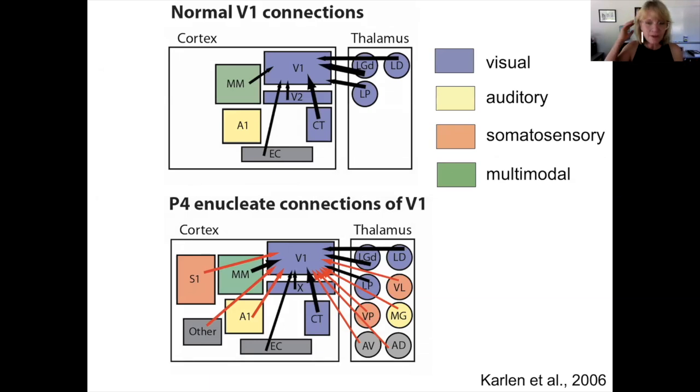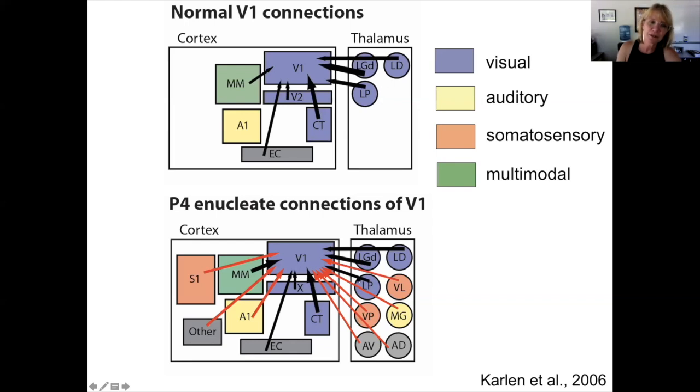Okay, so now what about connections? What we did is we put anatomical tracers into V1, or the reorganized V1, in bilateral enucleates. And the top are normal connections. This is just a graphic illustration showing those. All the blue areas in the cortex and thalamus represent visual areas, versus auditory in yellow, somatosensory in this orange color, and multimodal in green. And you can see that V1 in a sighted animal predominantly gets input from visual areas of the cortex and visual nuclei of the thalamus.